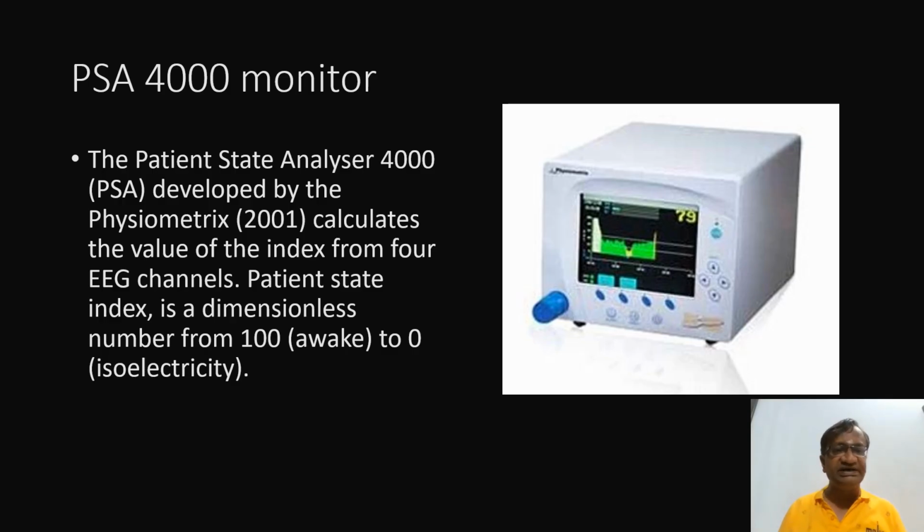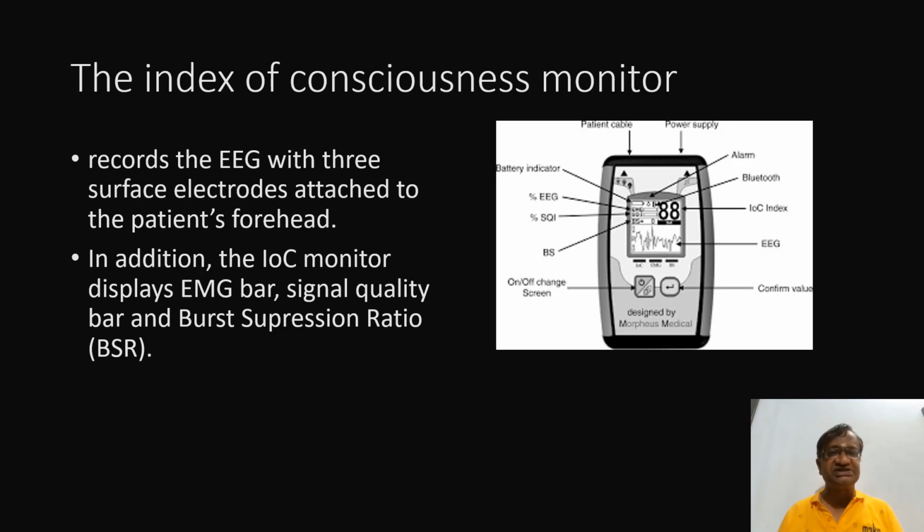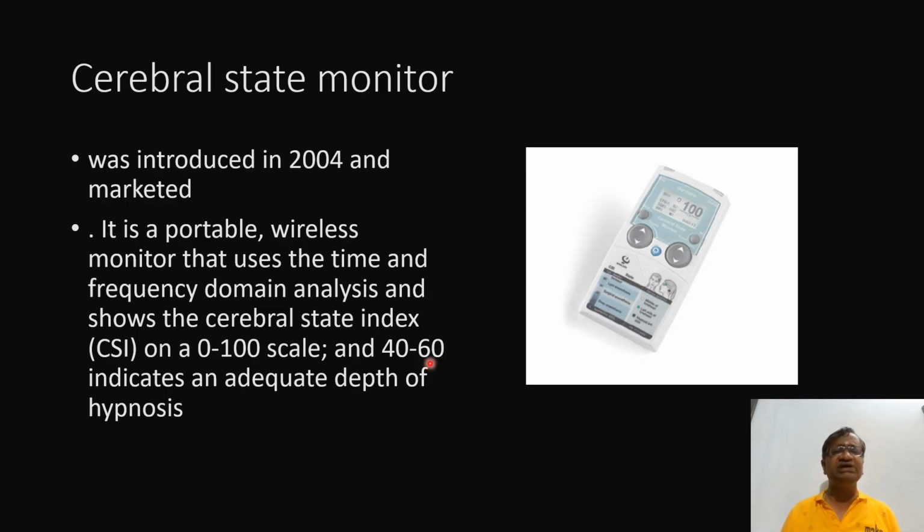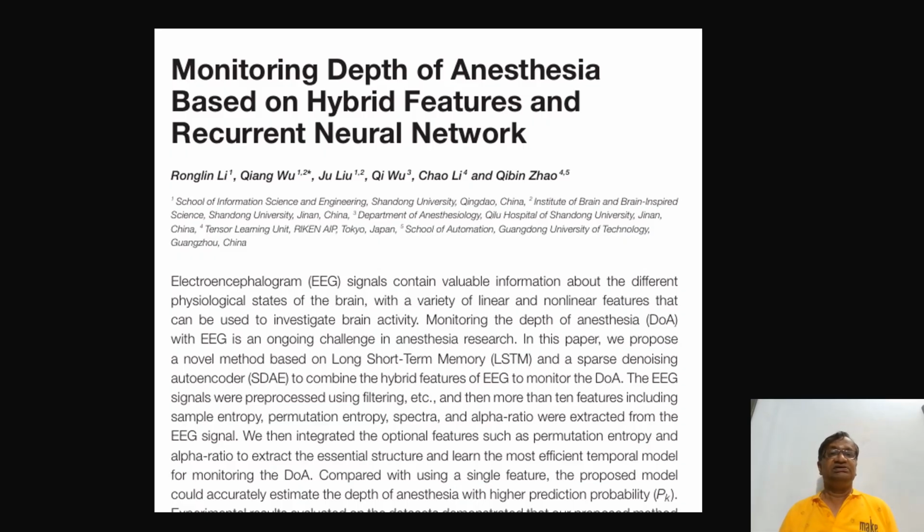This is the PSA 4000 monitor, with an index from 4 EEG channels. Patient state index is again a dimensionless number, 100 to 0. There is one more monitor, the index of consciousness monitor, with 3 surface electrodes. The IOC monitor tells burst suppression ratio, signal quality bar, percentage of EEG, IOC index, everything EEG. There is also a portable, wireless monitor, again 0 to 100, scale 40 to 60. There is some AI in it, monitoring depth of anesthesia based on hybrid features and a recurrent neural network.